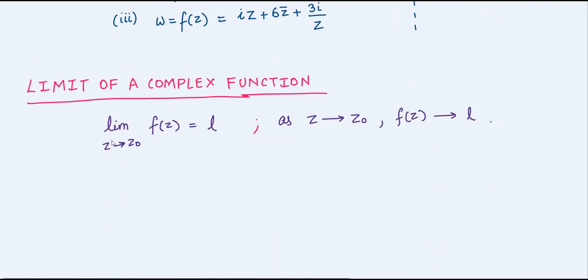So then we write the limit as z tends to z0 of f of z is equal to L. So that is the basic limit. All right. Next, some important complex functions.